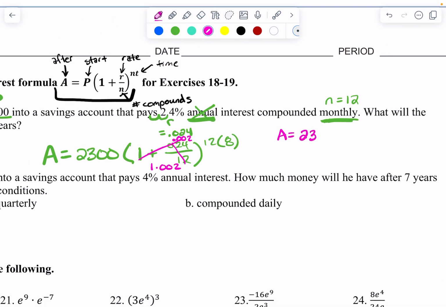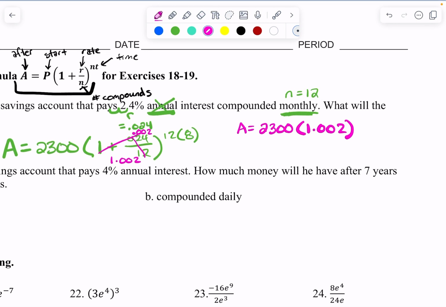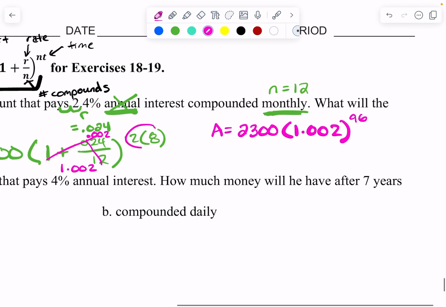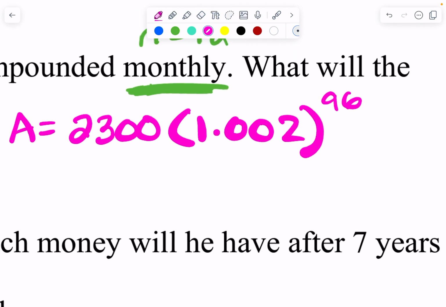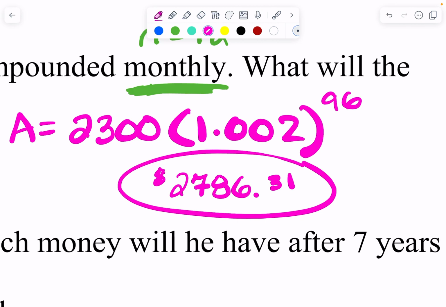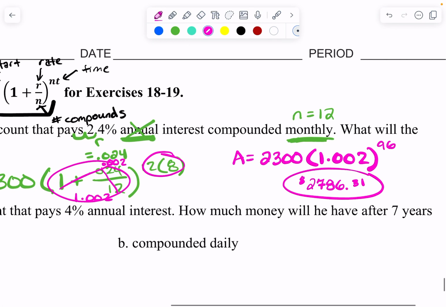So I'm going to make this a little bit easier on myself. If I rewrite the formula, I have 2,300 times 1.002, and 12 times 8, I think, is 96. So now I have a little bit easier formula. I've simplified this, and I've simplified this. So 1.002 to the 96th power, and then I'm going to take that times 2,300. And I get 2786.31. That's what it is. Okay? So that's the amount of money. Now, that seems like a reasonable amount for that to grow.